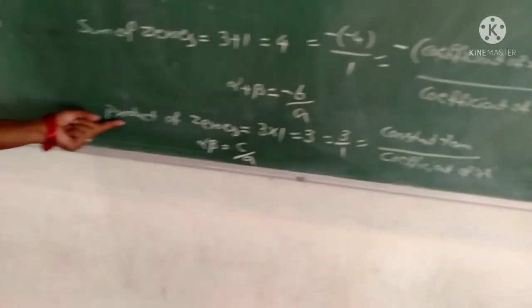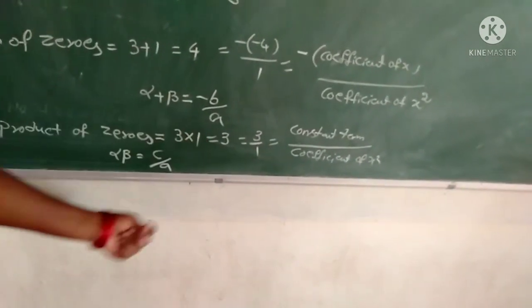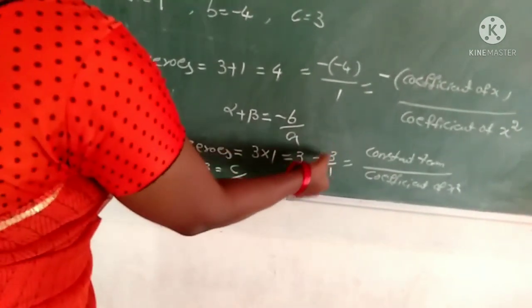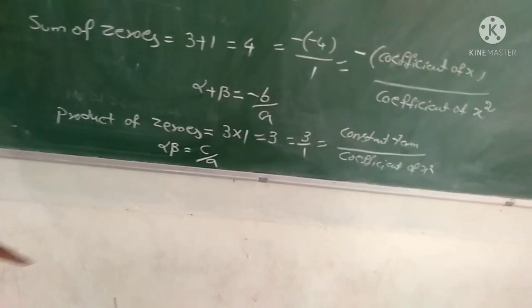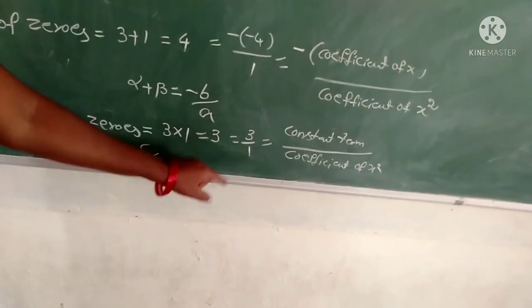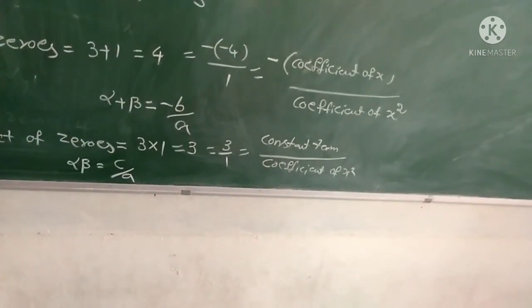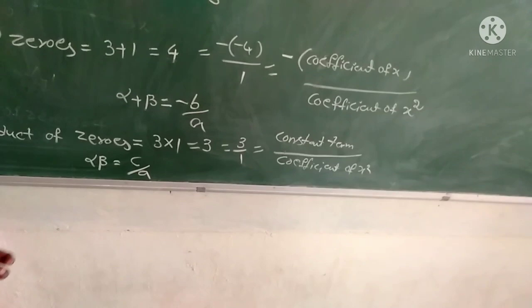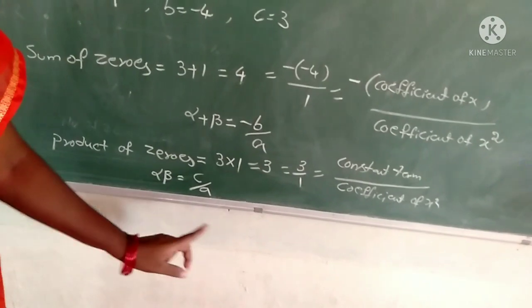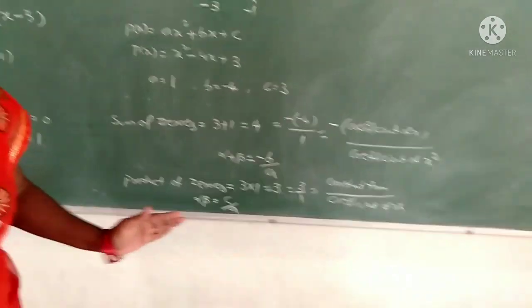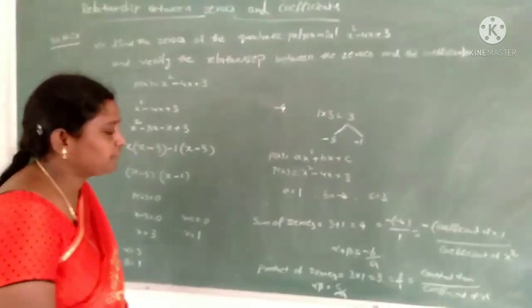Next we find the product of zeros. Product of zeros means 3 into 1, we get 3. Convert the 3 into 3 by 1 form. 3 by 1 means 3 is the constant term and 1 is the coefficient of x square. Product of zeros means alpha into beta, so alpha beta equal to the constant term c by the coefficient of x square a. So product of zeros equal to c by a.